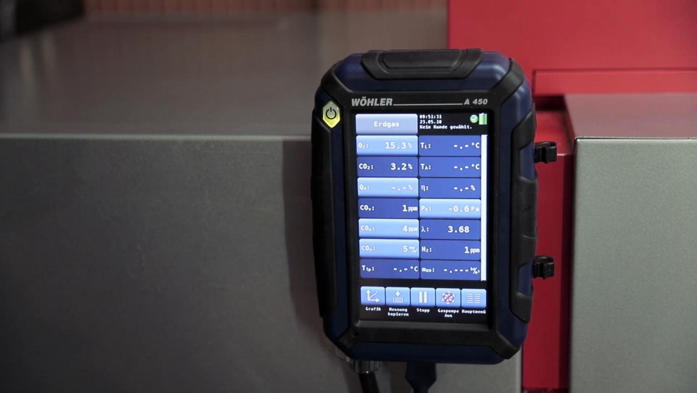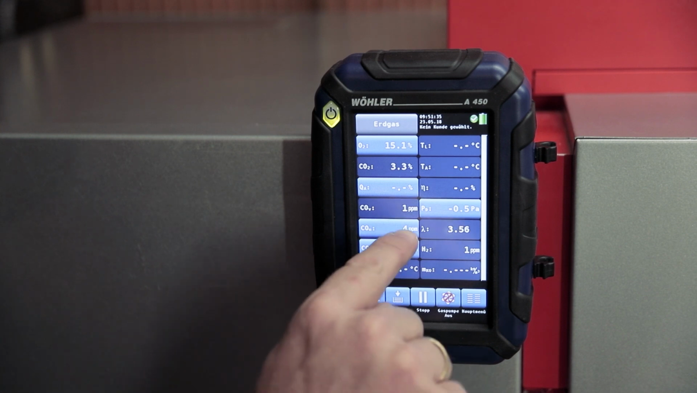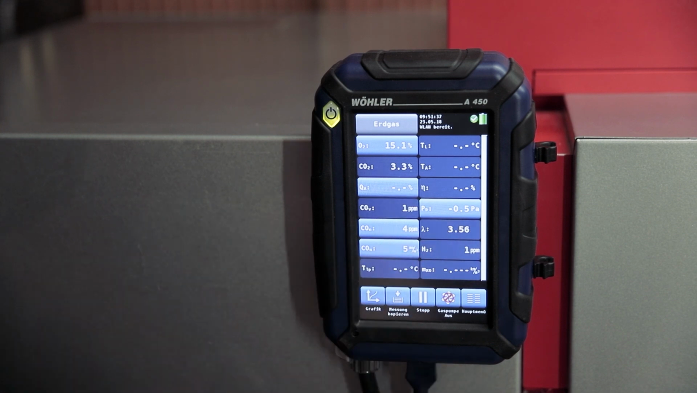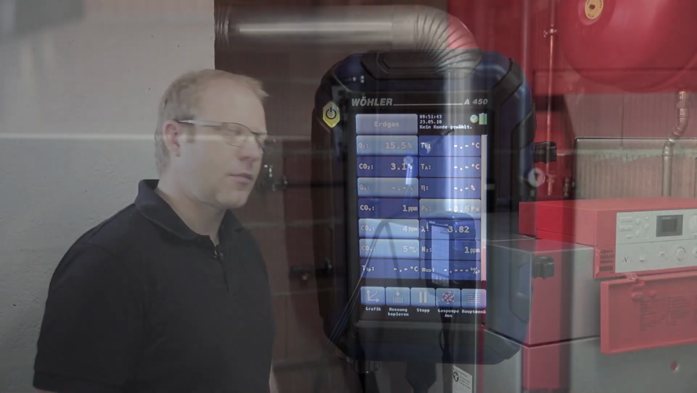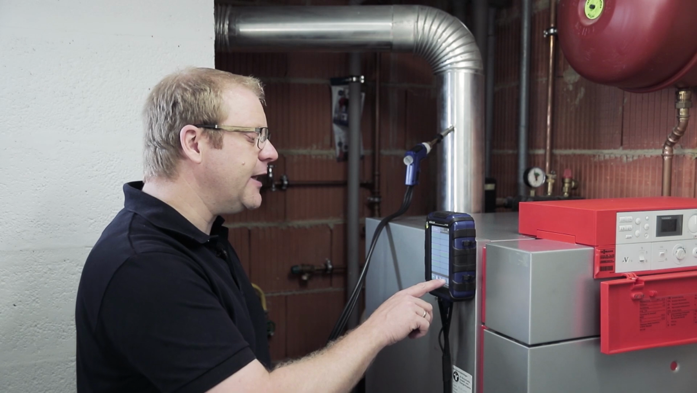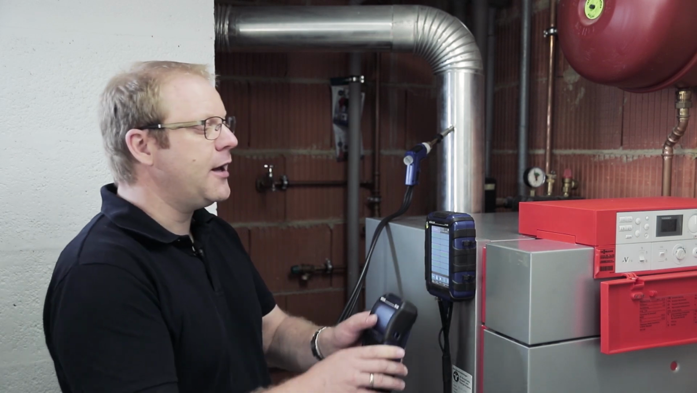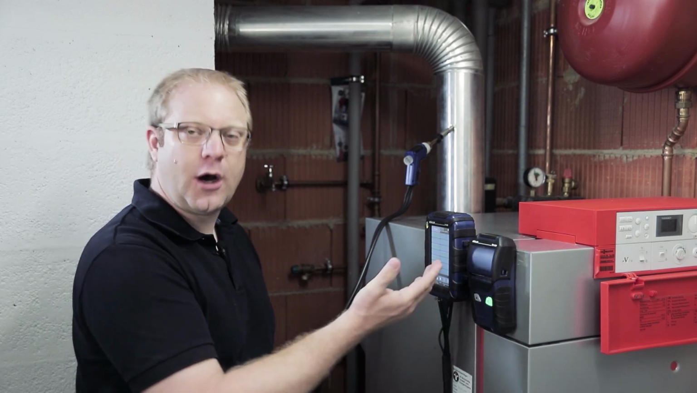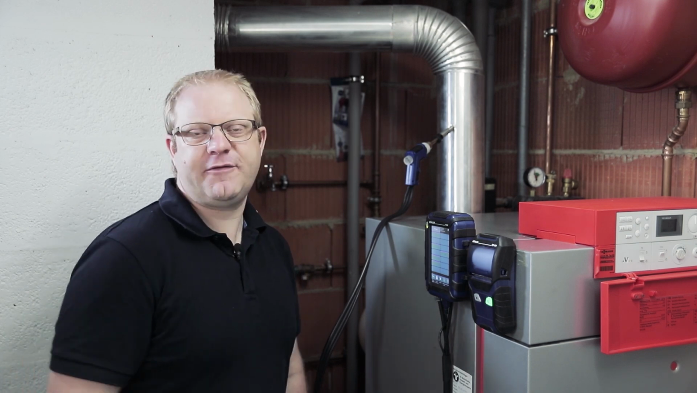Depending on which regulation you are working to, the carbon monoxide value must be output in ppm or in milligrams per cubic meter. This is done fully automatically by the measuring device. The measurement result can now be saved in the device or printed out directly on the Wöhler Thermal Fast Printer. This is how easy it is to determine the CO content with the Wöhler A 450.